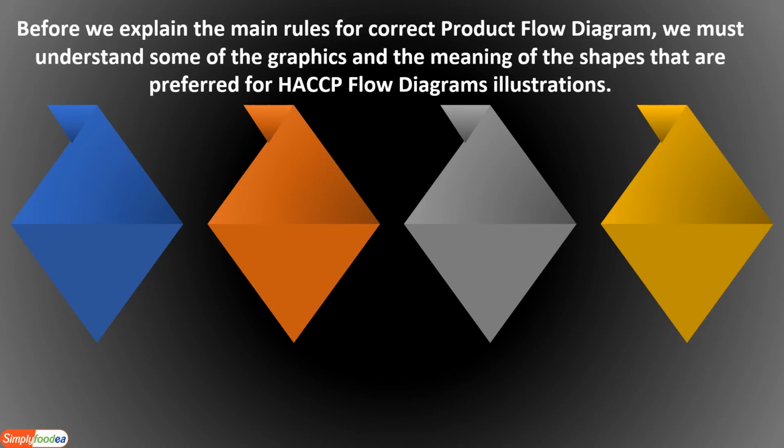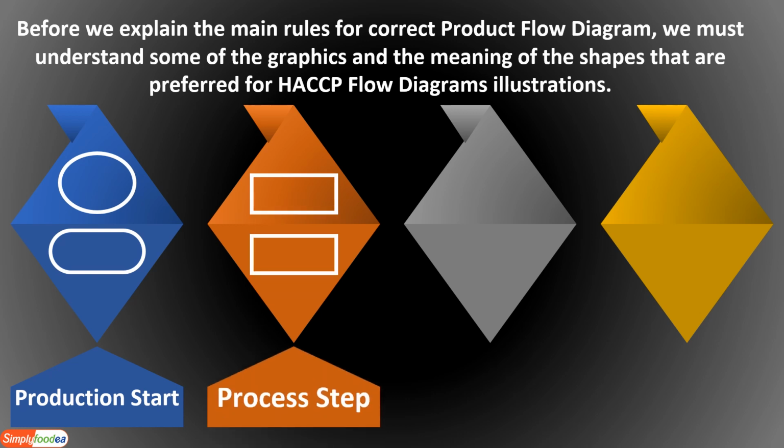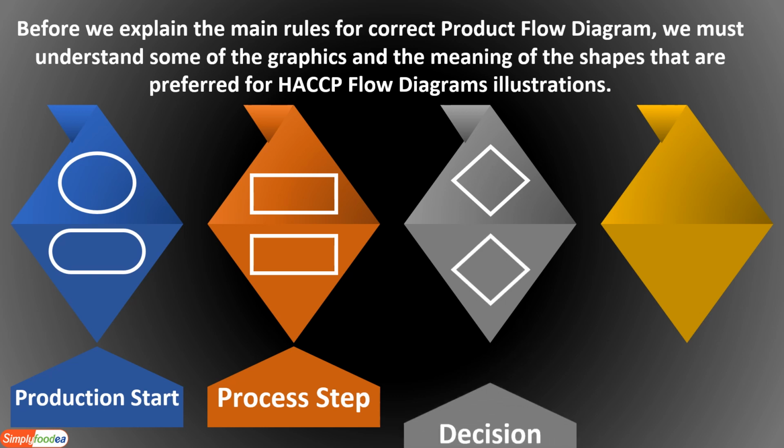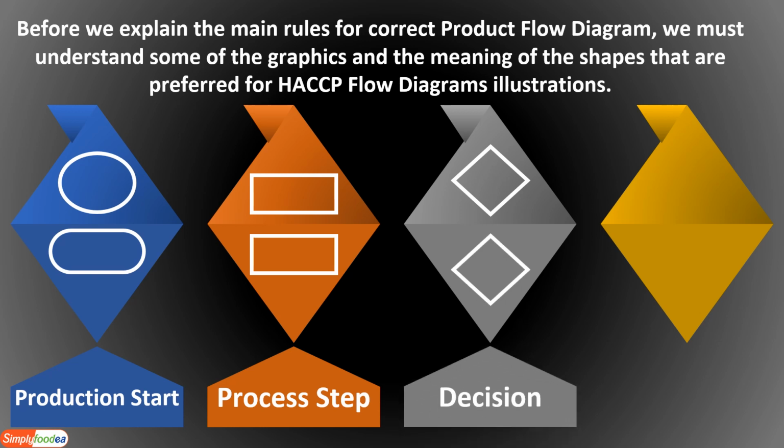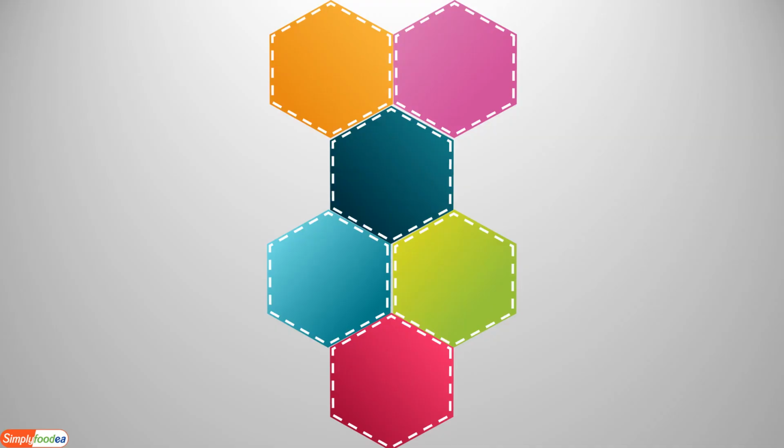So before we explain the main rules for a correct flow diagram, we must understand some of the graphics and the meaning of the shapes that are preferred for HACCP flow diagram illustrations. We will start from the oval shape or the round corners. The rectangle will be for the production start. The rectangle will be for the process step. The diamond or the rhombus will be for the decision, and the parallelogram for the information.